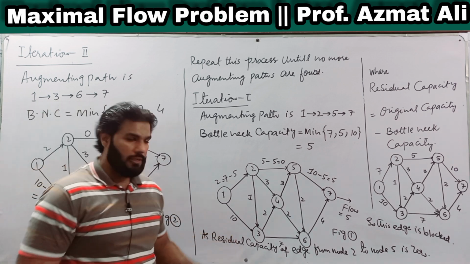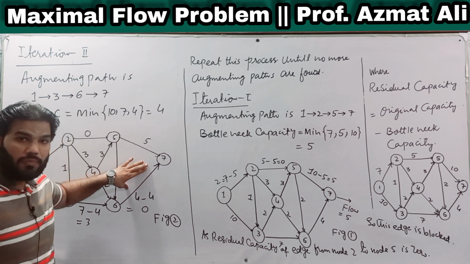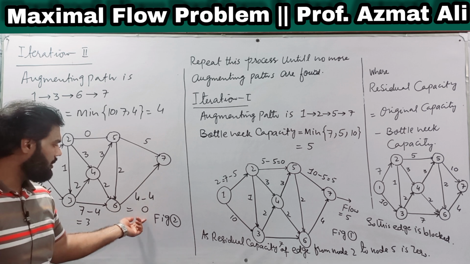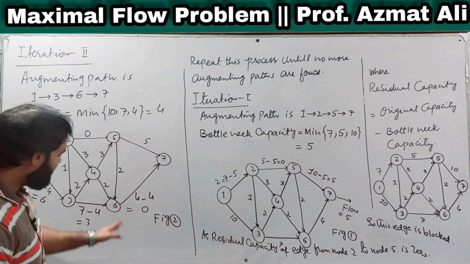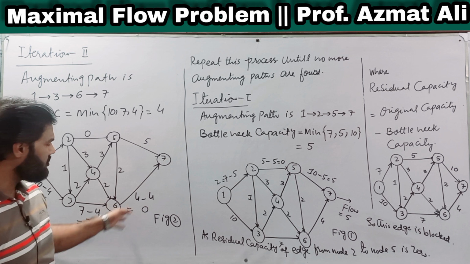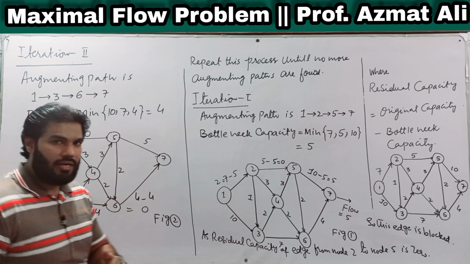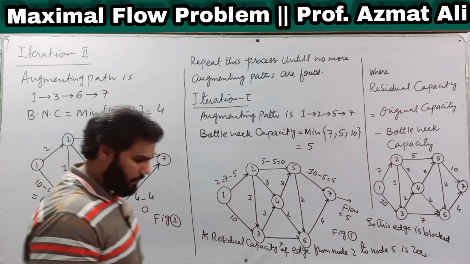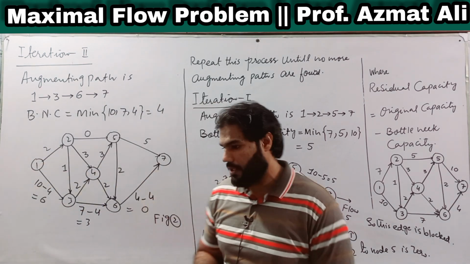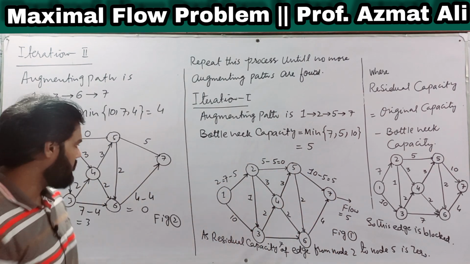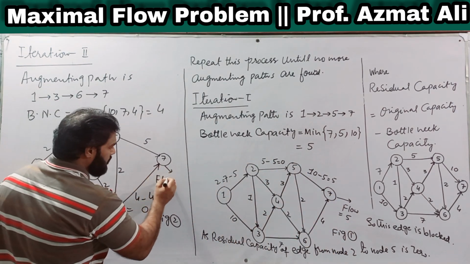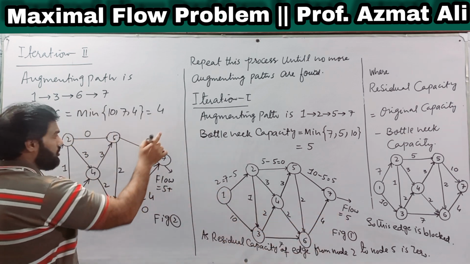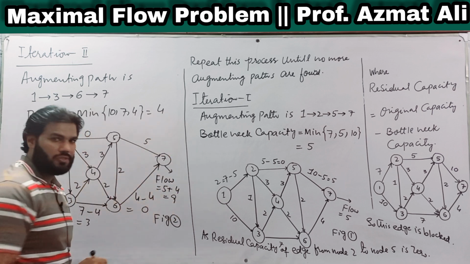Again, as in figure 1, as the residual capacity from node 6 to node 7 in this residual graph, figure 2, is 0, this edge is blocked now and cannot be used for further iterations. Next, is another augmenting path possible here? Yes. The flow after the second iteration: at the first iteration the flow was 5 units, now the flow is 5 plus 4, 9 units.